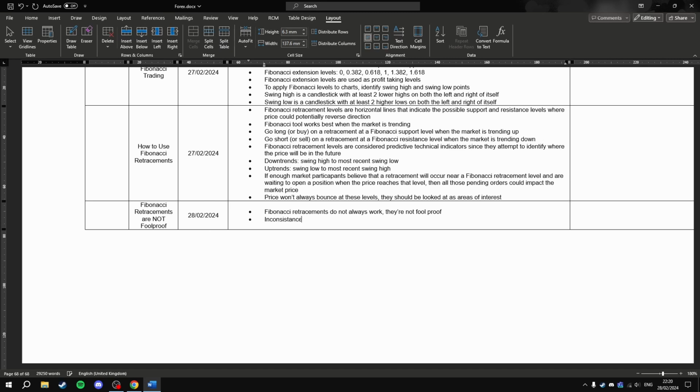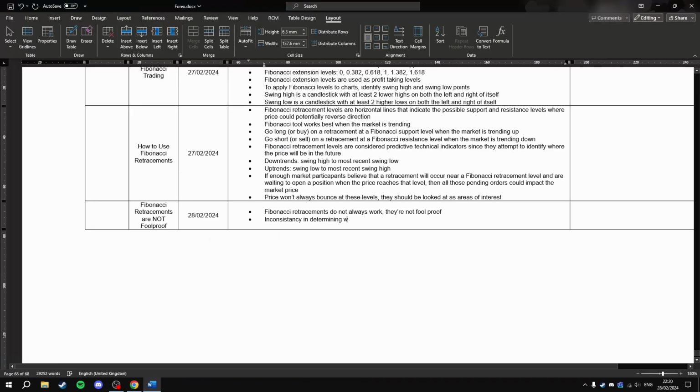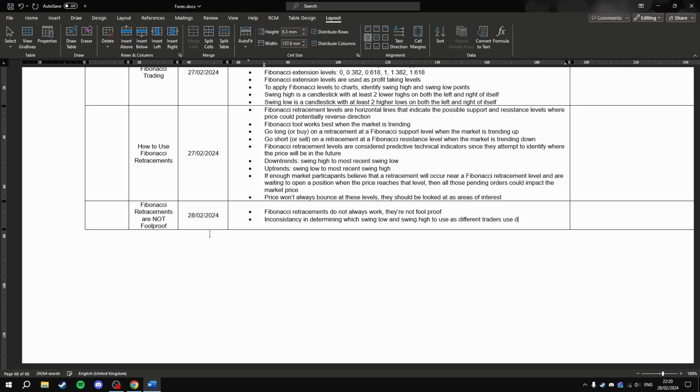Inconsistency in determining which swing low and swing high to use, as different traders use different time frames and look at charts differently.